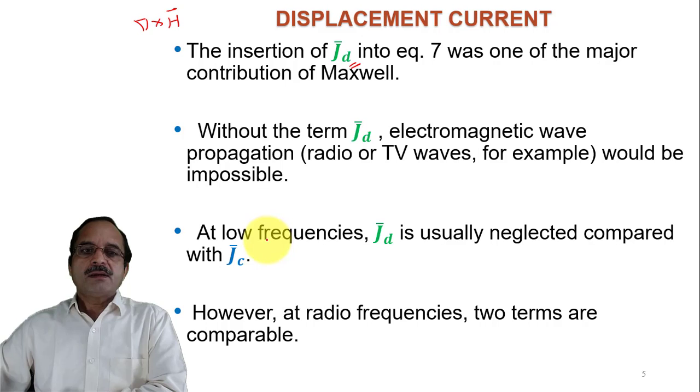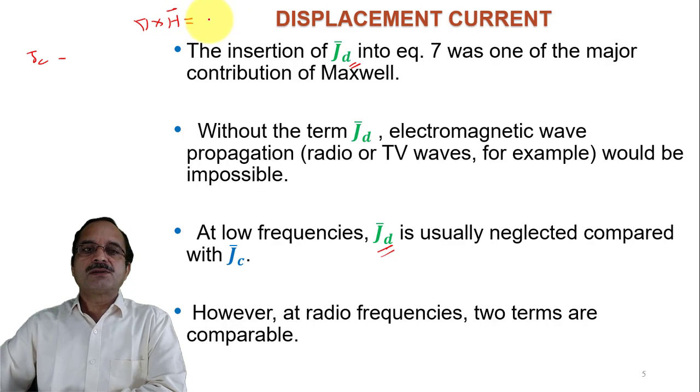As we have seen, at low frequencies, JD is negligible as compared to JC. However, at high frequencies, both the terms are comparable. So that's why we will have to consider both JC as well as JD, the conduction current density as well as the displacement current density. So, del cross H is equal to JC plus JD.